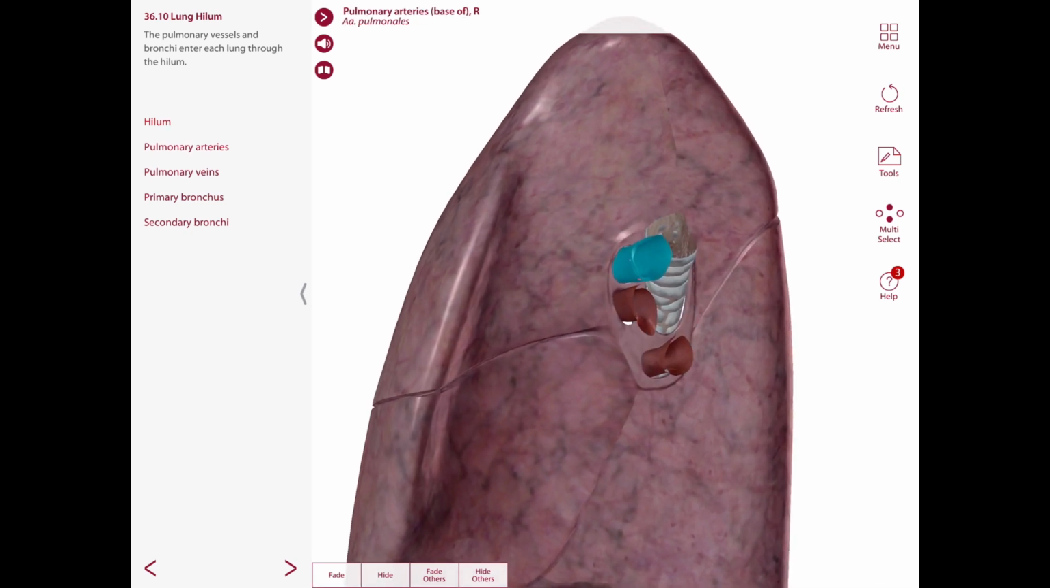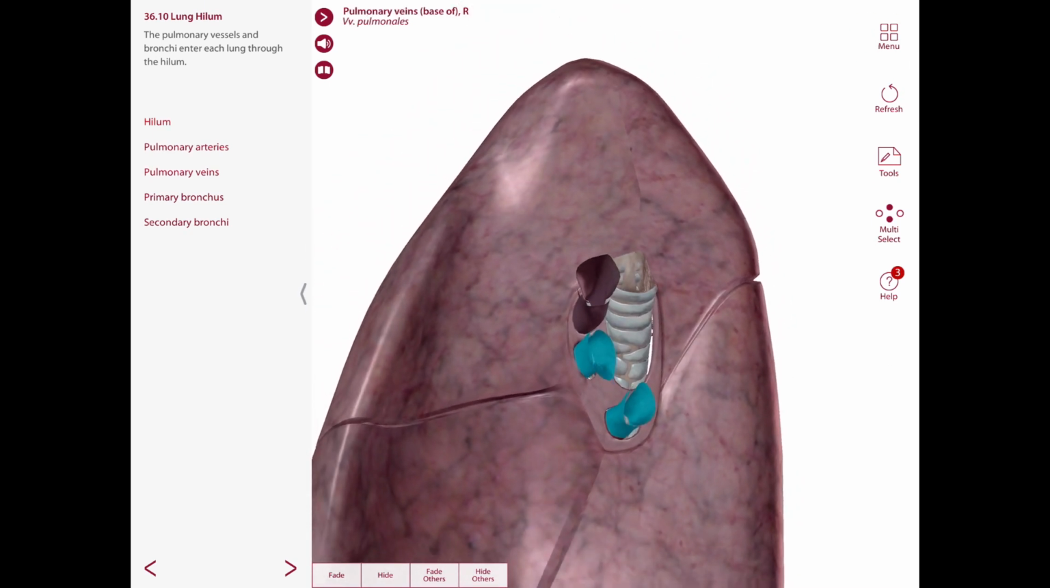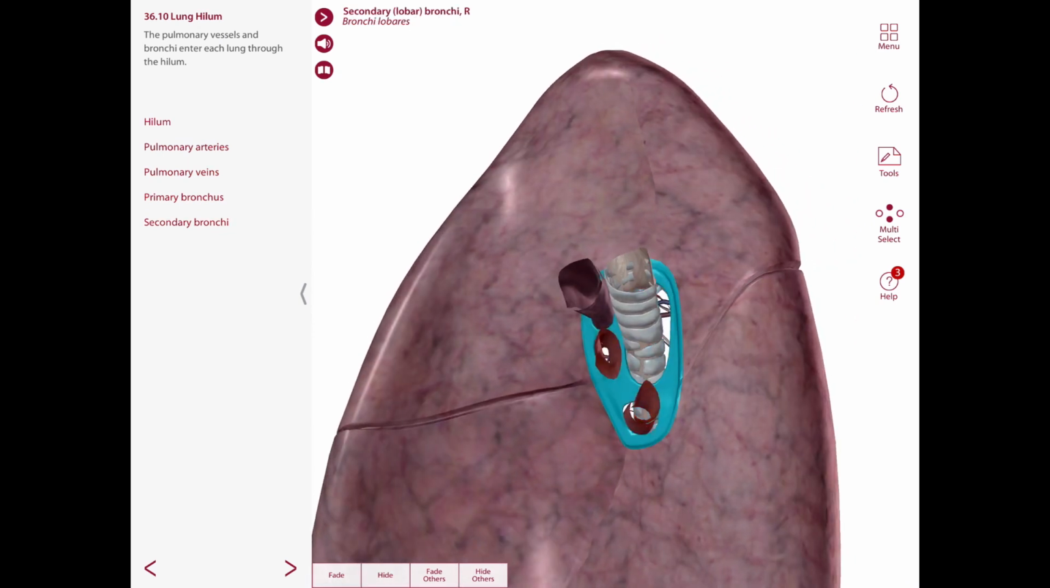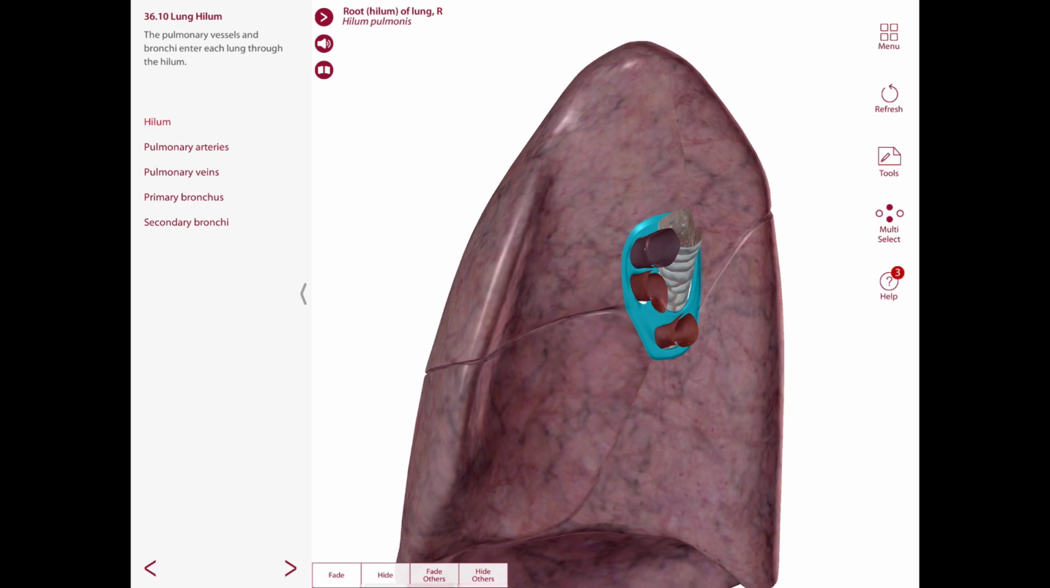So here you can see the pulmonary artery, pulmonary veins, primary bronchus, and part of the secondary bronchus here on the hilum. And these structures that enter or leave the lung as a group are surrounded by a cuff of pleura and are referred to as the root of the lung.